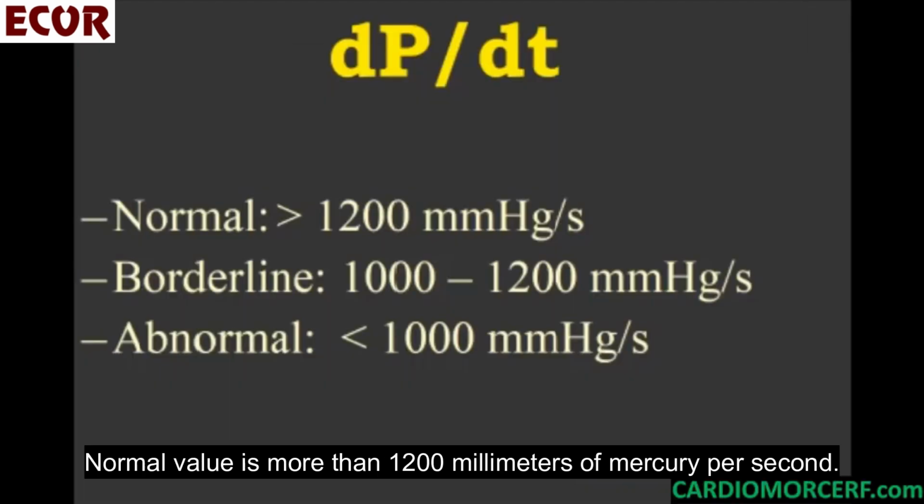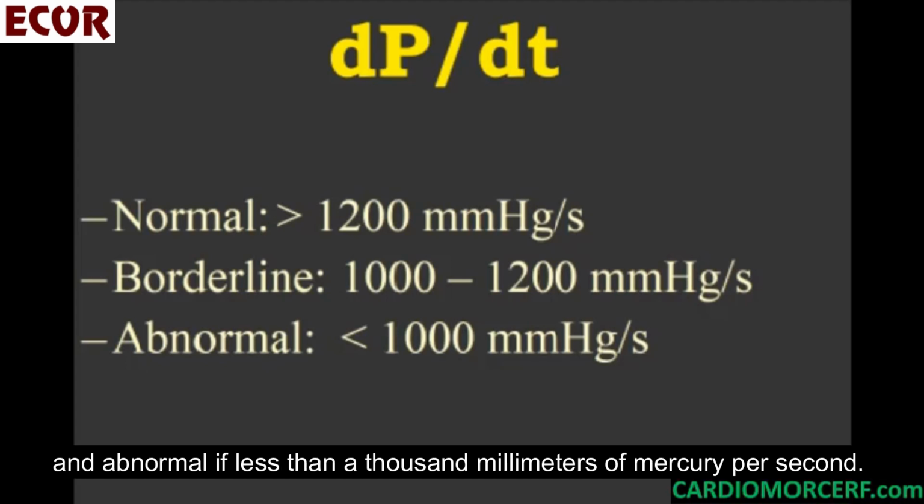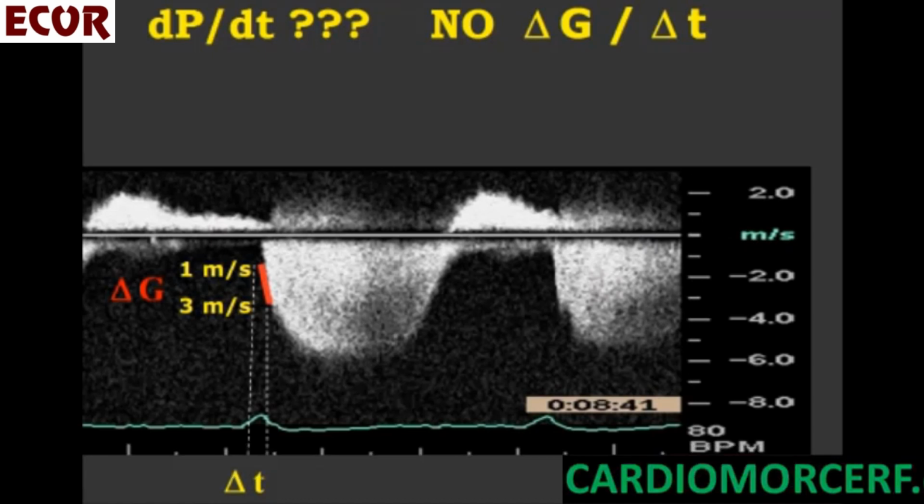Normal value is more than 1200 millimeters of mercury per second. Borderline is 1000 to 1200 millimeters of mercury per second, and abnormal if less than 1000 millimeters of mercury per second. To begin with, the problem with this method is one of concept.